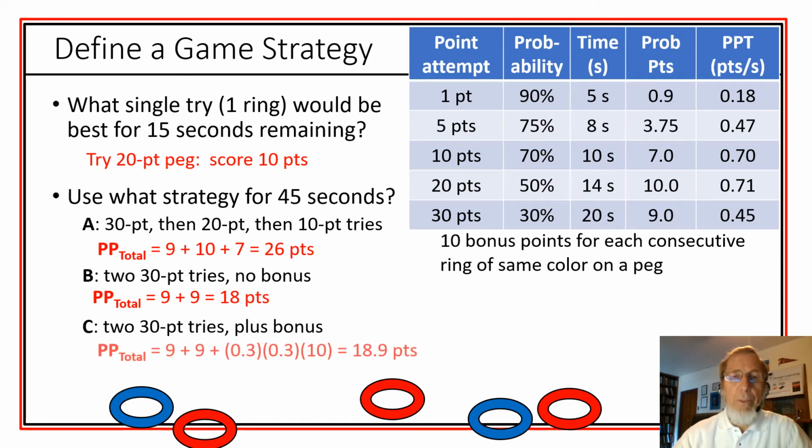If we are hoping to get the bonus as well, we get the 9 plus 9 plus, remember, 0.3 times 0.3, which is 0.09, times the 10 bonus points. We end up with 18.9. Not much better, so options B and C are about the same, and it doesn't make that much difference in our scoring.